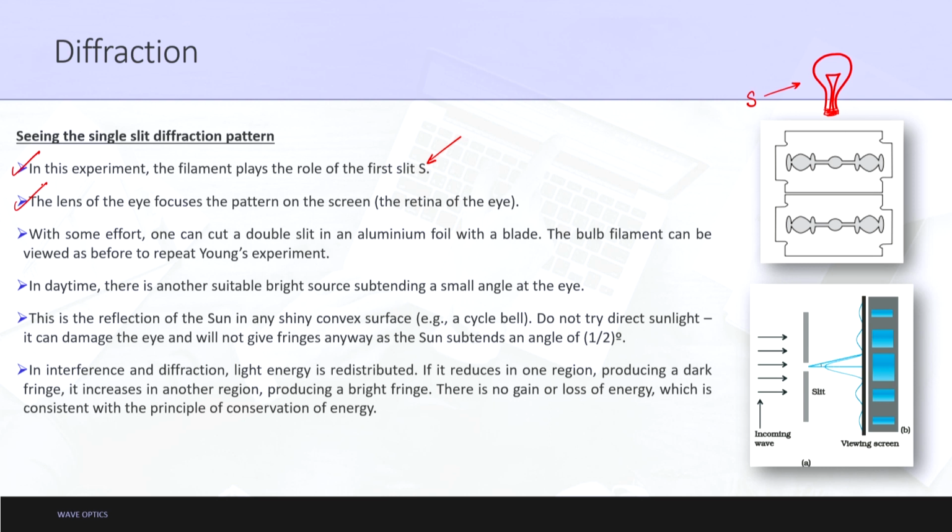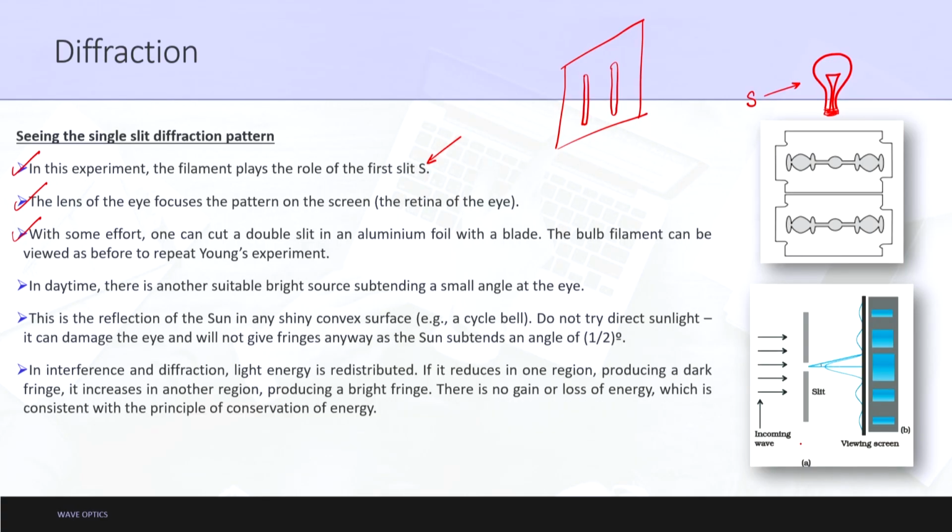With some effort, one can cut a double slit in an aluminium foil with a blade. If you take an aluminium foil and, with much precision, cut two slits like this, then a double slit experiment can also be performed, and the bulb filament can be viewed as before to repeat Young's experiment. So using blades you can perform a single slit experiment, and using aluminium foil with two cuts you can perform Young's double slit experiment.